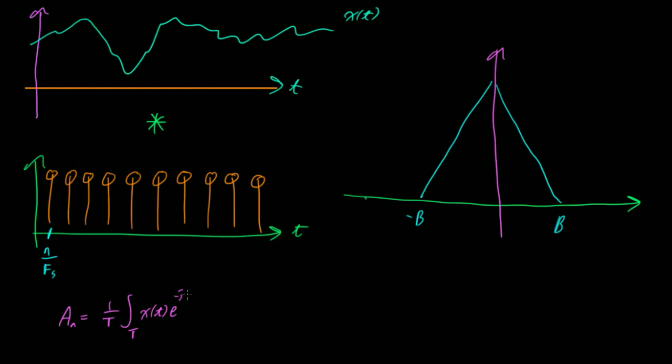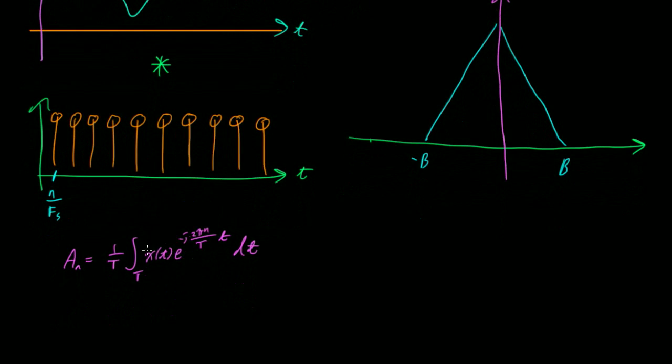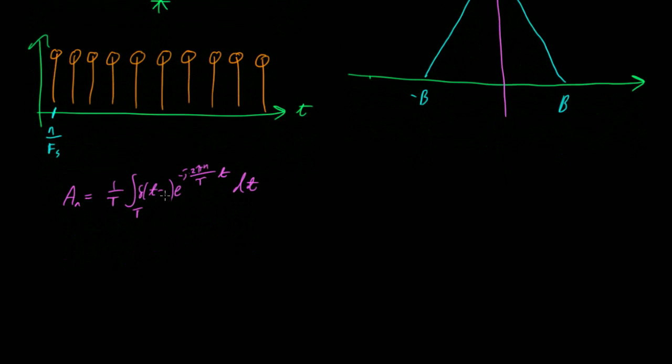So x of t in this case is just delta, like delta of t minus some constant, where that constant is n over fs. You have one at 0, and we can define n equals 0, we don't really care, it's not all that important. Times e to the minus j omega t, integrated.